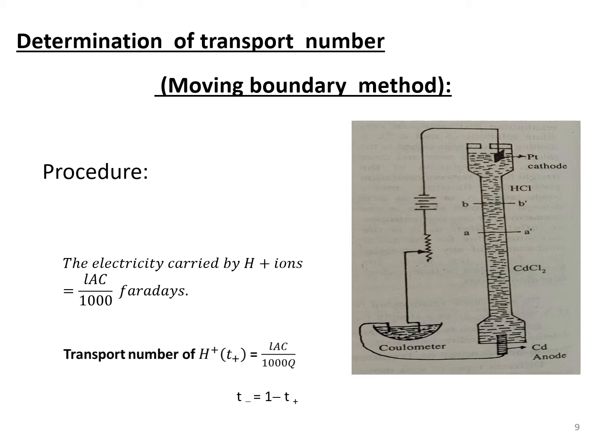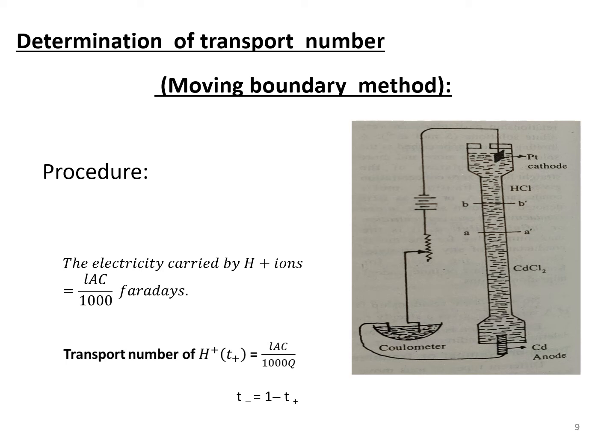Let the total amount of electricity passing through the electrolyte be Q Faradays. Then the transport number of the cation, that is H plus, is given by the formula L into A into C by 1000 Q Faradays. Here L is the distance moved by the cation, H plus, in meters, A is the area of cross section of the tube in meter square, and C is the concentration of the principal electrolyte, HCl, in moles per dm3.